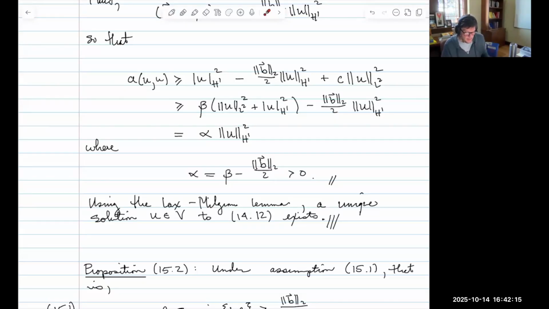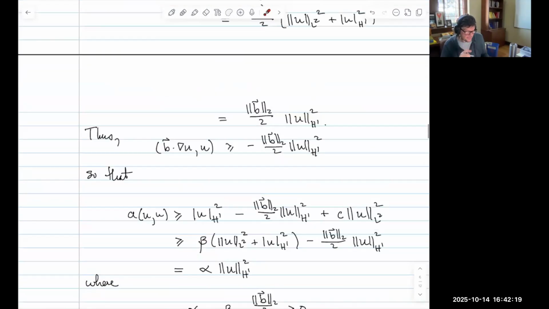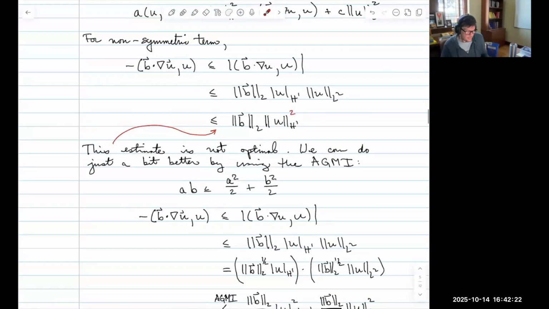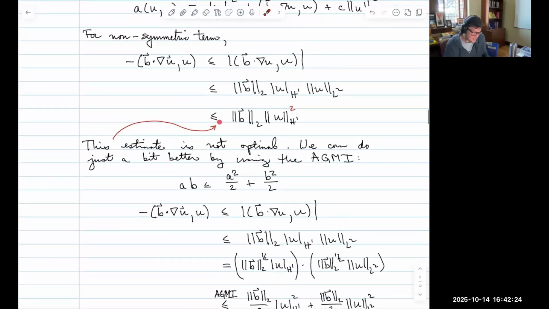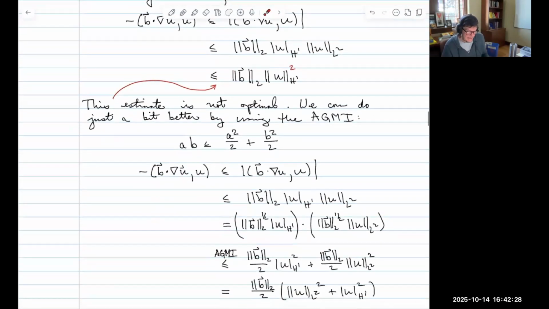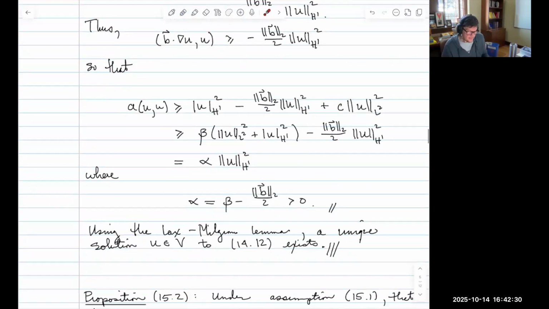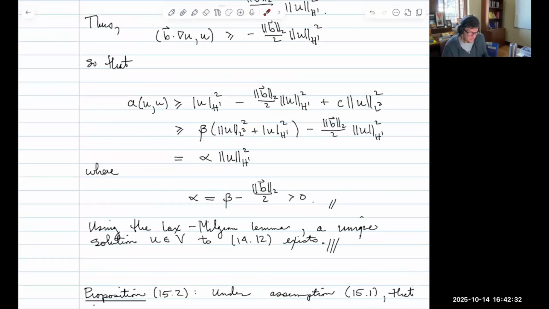So let me go back and say again, why did we do that extra little bit of work to get this constant smaller? The reason is because if we hadn't, then this alpha would have been equal to beta minus the norm of B over 1. There'd be no 2 there. This would be a 1.